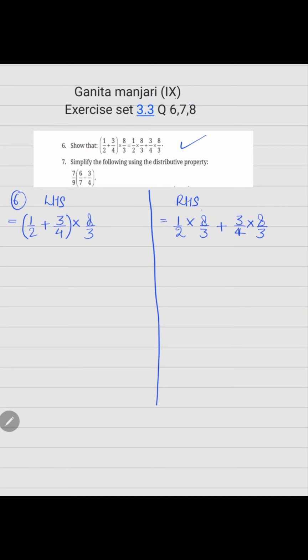In question number 6, we have to show that LHS side equals RHS side. So we write here, 1/2 plus 3/4 into 8/3, and this is the RHS side. Firstly we solve the bracket.